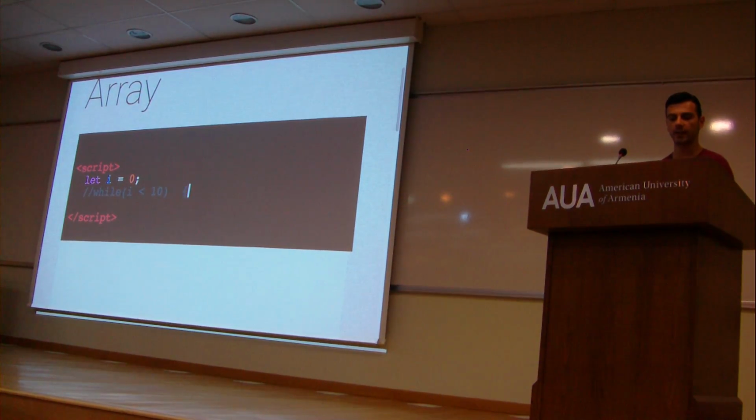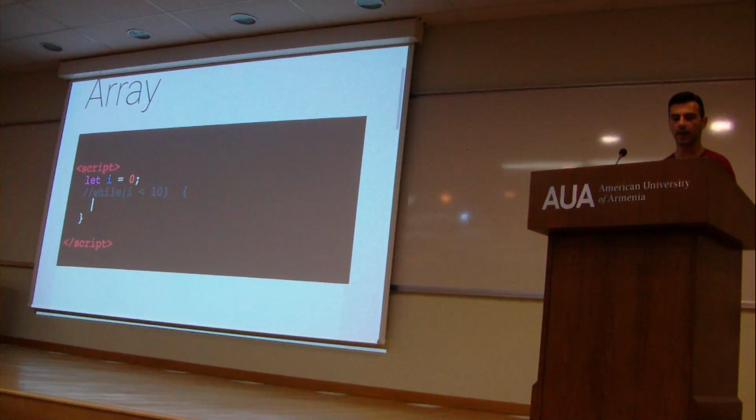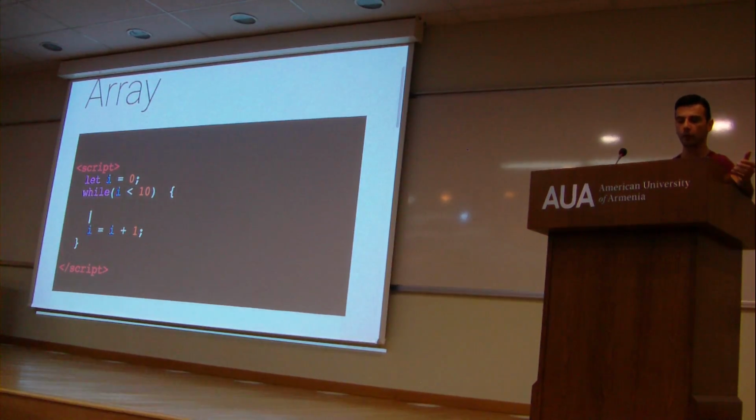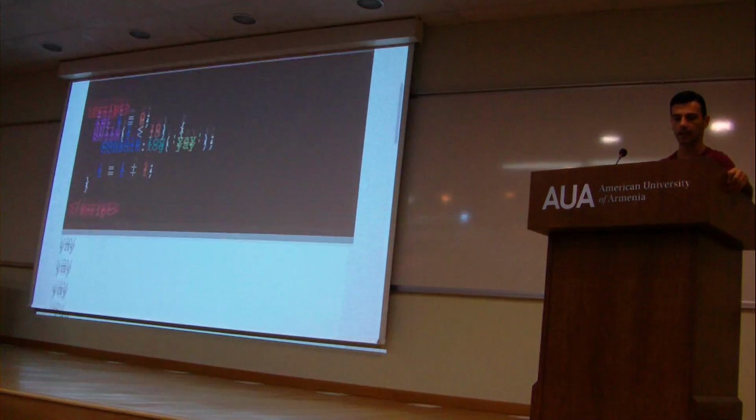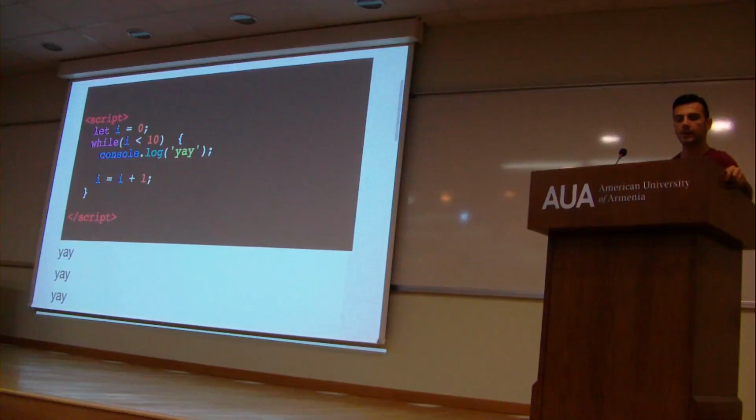And you need to change the I. So you need to do something like I is equal to I plus 1, right? There you go. This is like a standard while loop, right? That we write all the time. And then you can write whatever you want in here, like console.log, yay, and now you get yay printed 10 times, right?